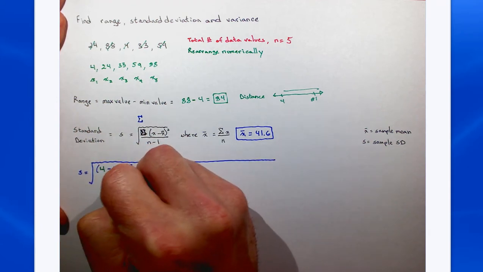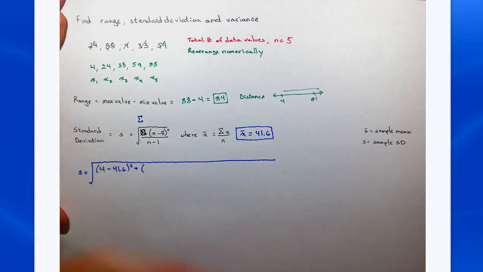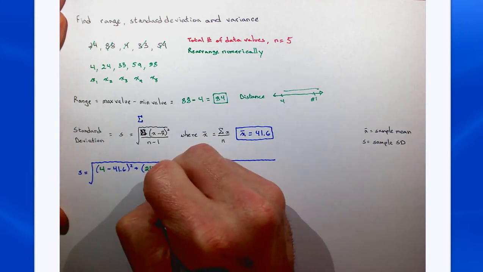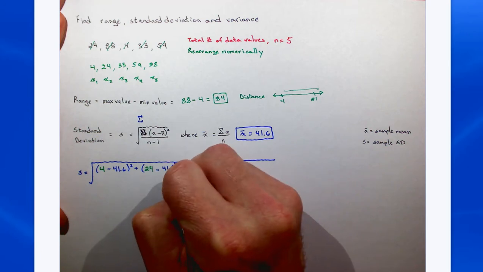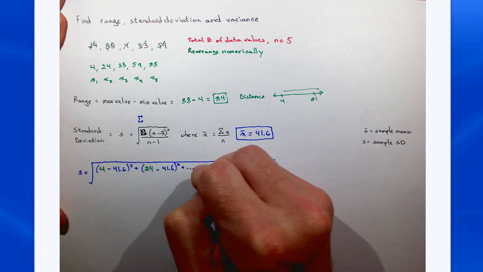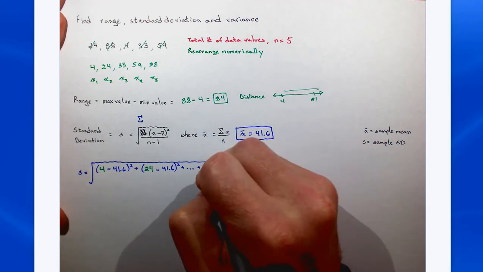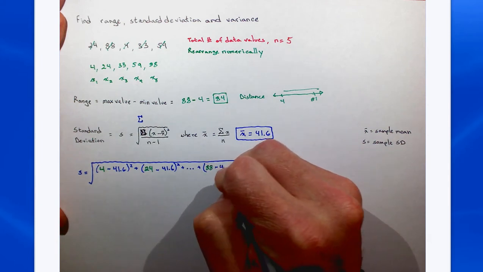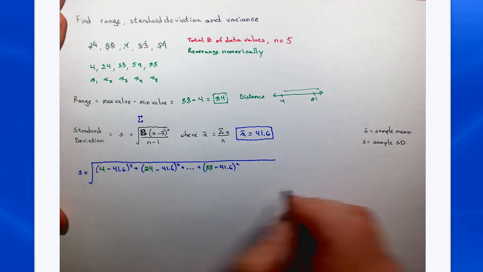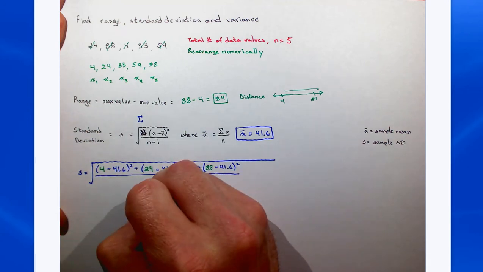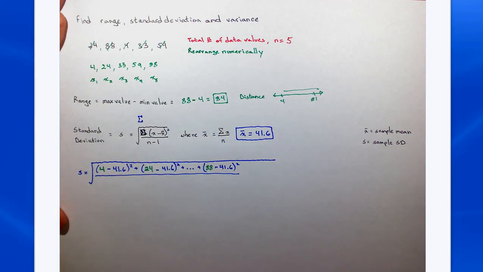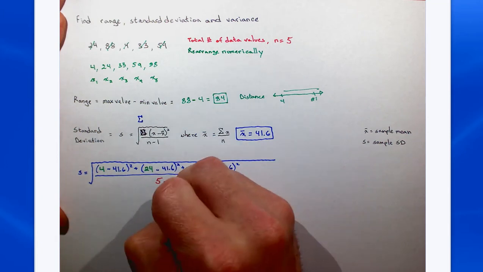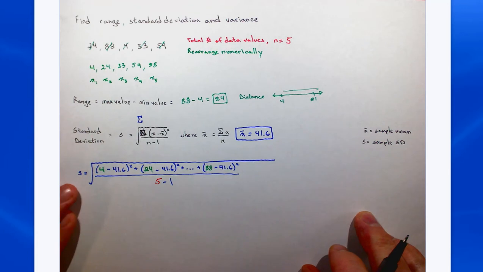41.6 squared, plus my next data value, 24, minus 41.6 squared. And I will keep doing that until I get to my last data value. And in this data set, it is 88 minus 41.6 squared. And everything will be placed over my value of n, which is 5, minus 1.